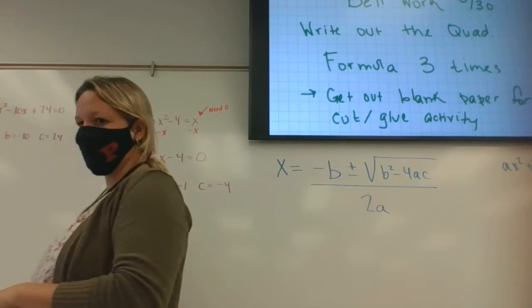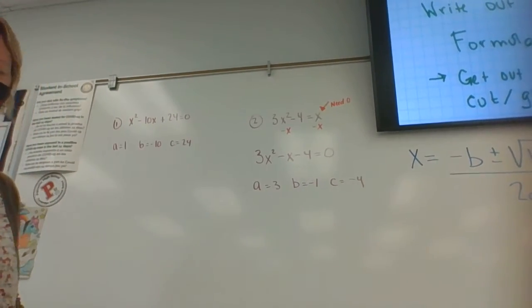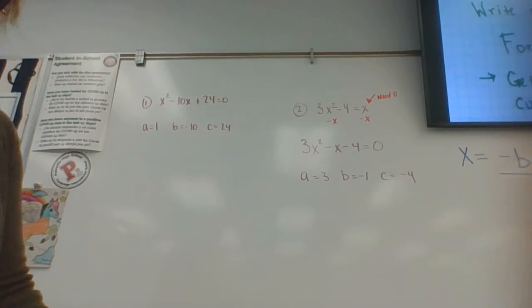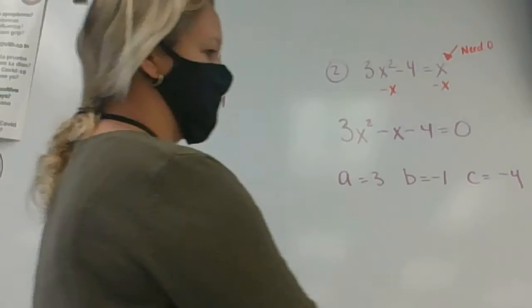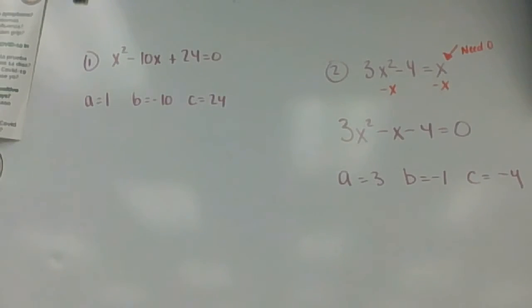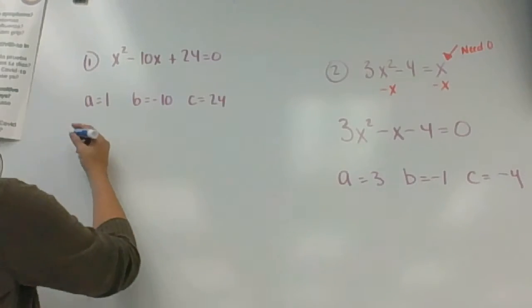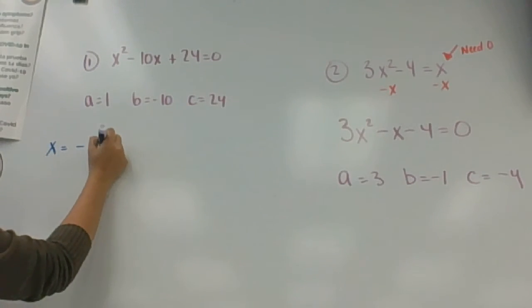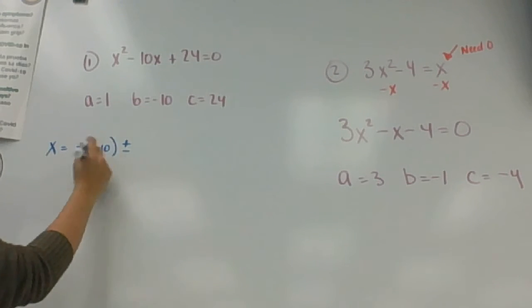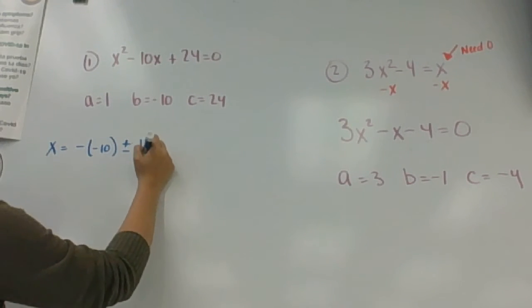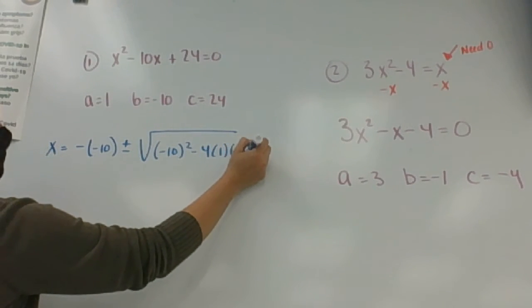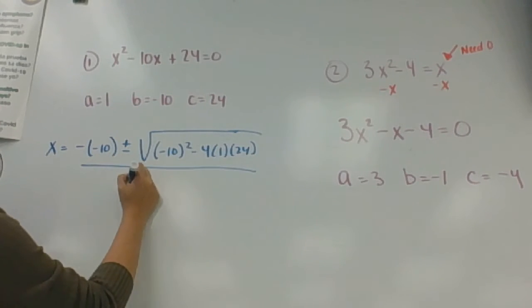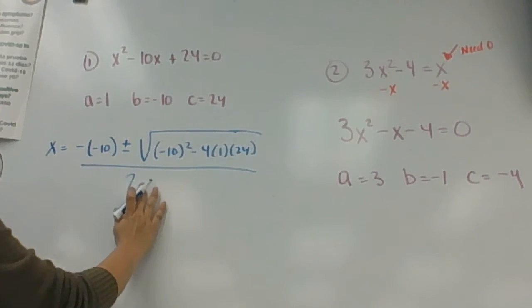All right, now I'll show the quadratic formula work for number 1 and 2. All right, so I got x equals -10, negative b. That's going to end up becoming positive. 2 negatives make a positive. Square root of b squared minus 4ac all over 2a. And a is 1.